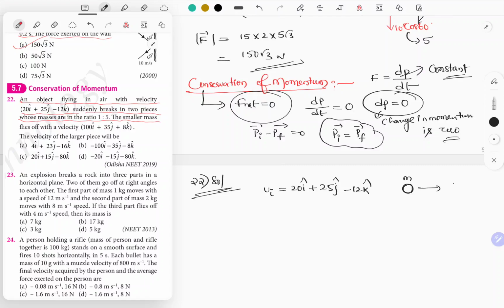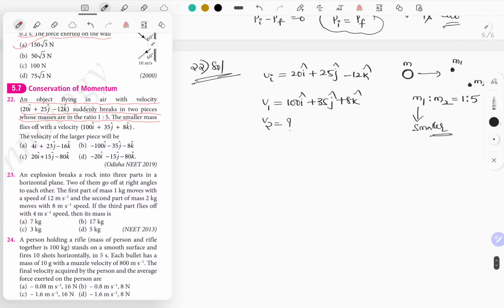Okay, this is divided into two pieces. So their masses are m1 and m2, and masses ratio m1 is to m2 is equal to 1:5 they have given. The smaller mass flies off with a velocity. We don't know which one is the smaller mass, but m1 is to m2 is equal to 1:5, so definitely m1 is smaller mass. So smaller mass velocity they have already given, that is v1 is equal to 100 i cap plus 35 j cap plus 8 k cap. Then the velocity of the larger piece they are asking.